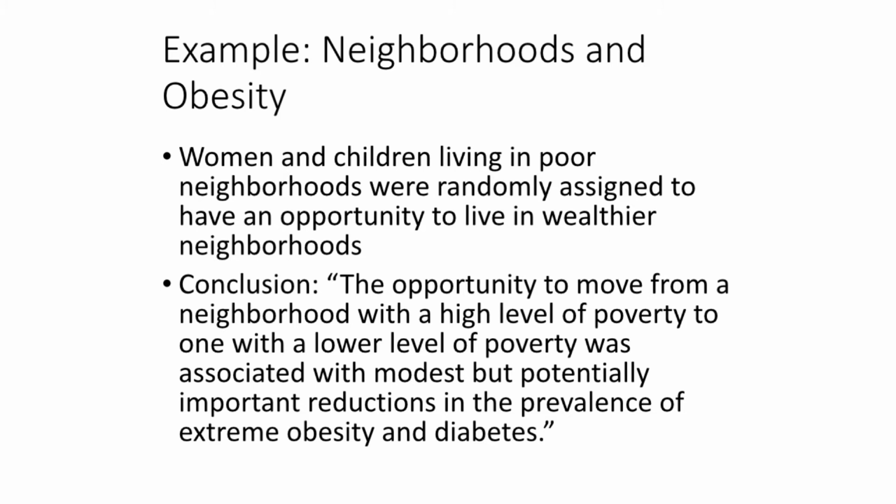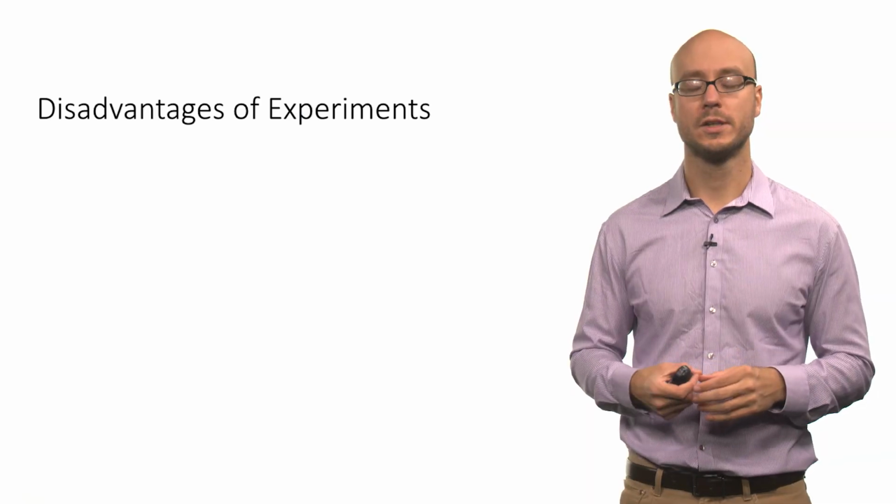As a result, they concluded the opportunity to move from a neighborhood with a high level of poverty to one with a lower level of poverty was associated with modest but potentially important reductions in the prevalence of extreme obesity and diabetes. So they could make this claim about cause and effect, the cause being living in a poor neighborhood and the effect being obesity and diabetes levels. They could make this claim because they were applying some kind of intervention to the world.